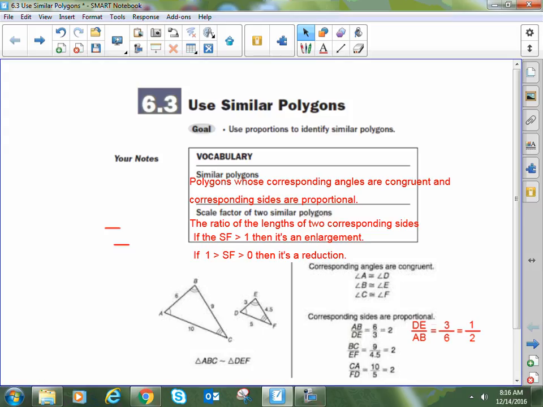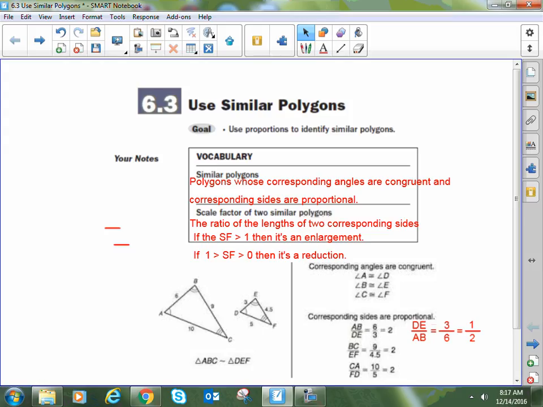Now, a term that we're going to start using, we're going to use it a little bit here, but we're also going to revisit it later on in the year, is scale factor. So scale factor is whatever the ratio is between corresponding sides of similar figures. And the scale factor can go one of two ways.